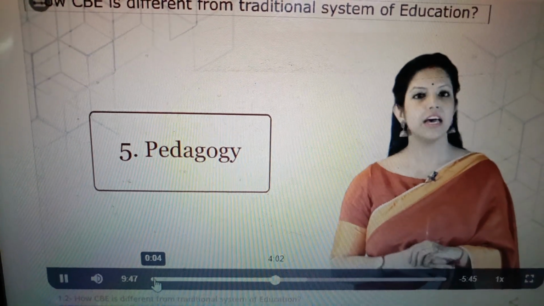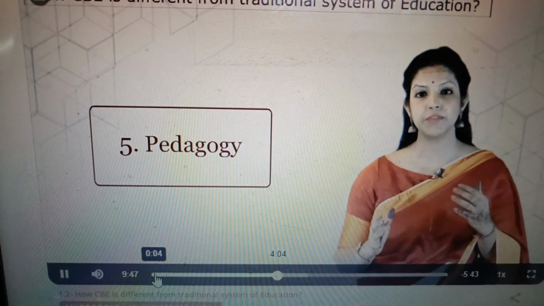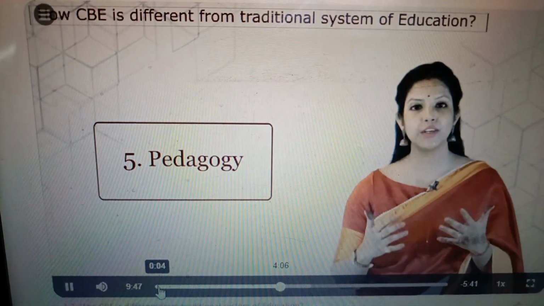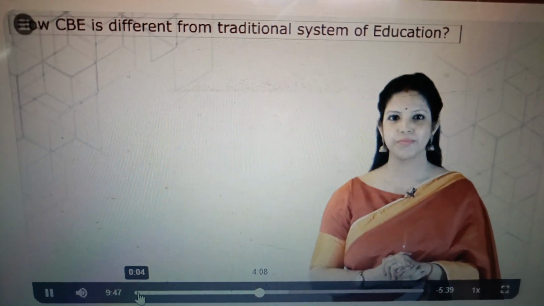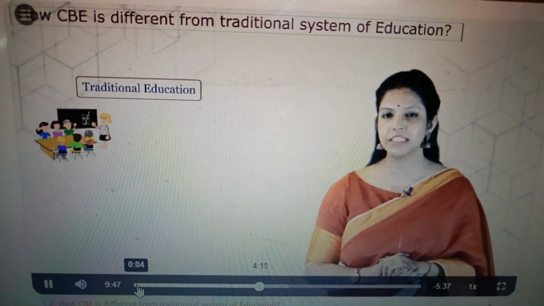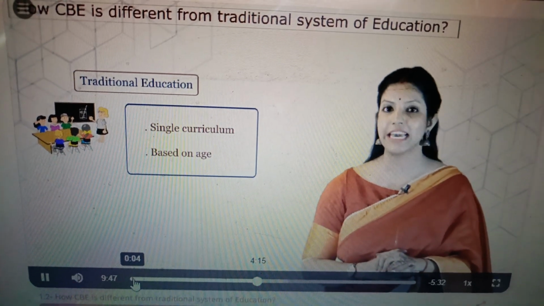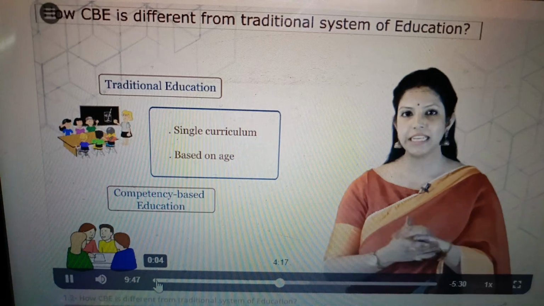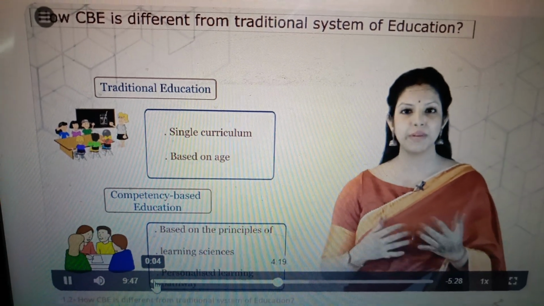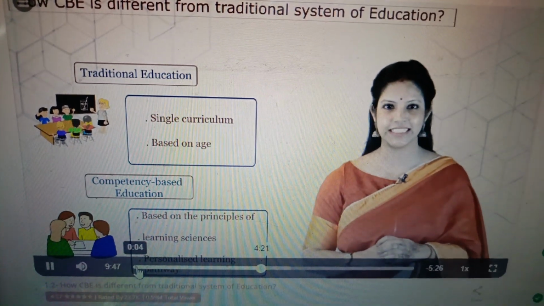Pedagogy. Another distinguishing feature between the two systems is the pedagogy that they follow. The traditional system delivers a single curriculum to all the students based on their age, whereas the competency system is based on the principles of learning sciences.